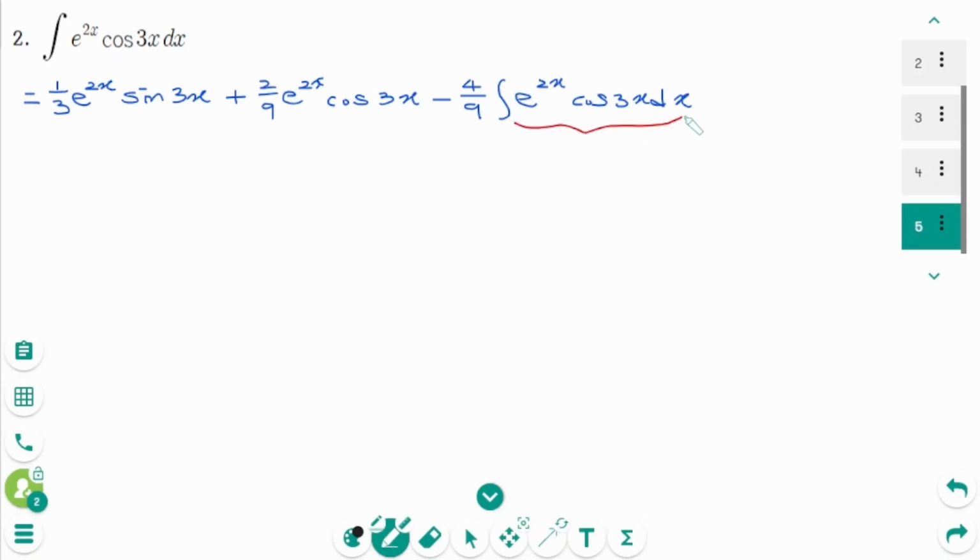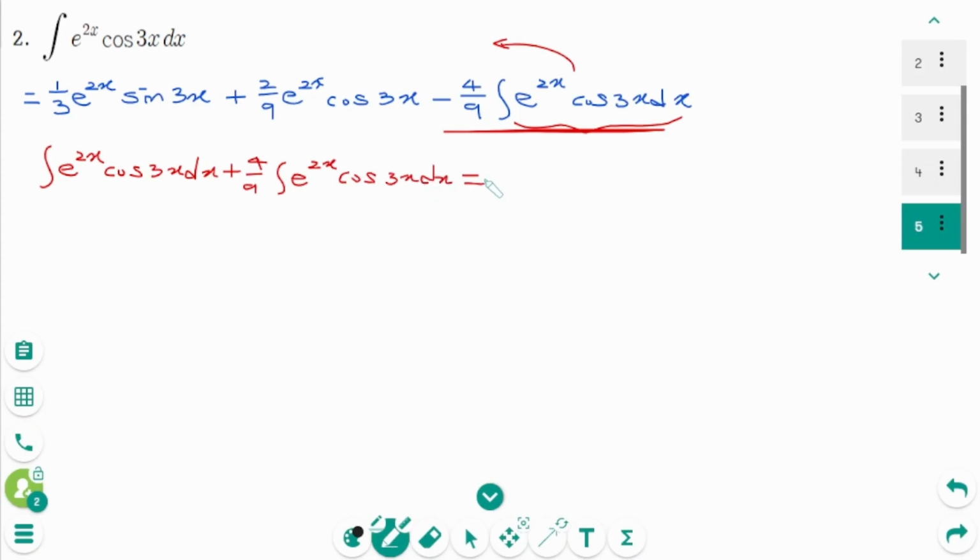Now this part is the original question. Move this original integral to the left hand side. Then the integral of e to the power of 2x cosine 3x dx plus this one, 4 over 9 the integral of e to the power of 2x cosine 3x dx, equals 1 over 3. We can rewrite as 3 over 9 e to the power of 2x sine 3x plus 2 over 9 e to the power of 2x cosine 3x. 1 means 9 over 9.